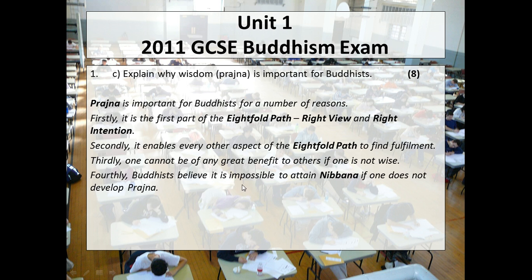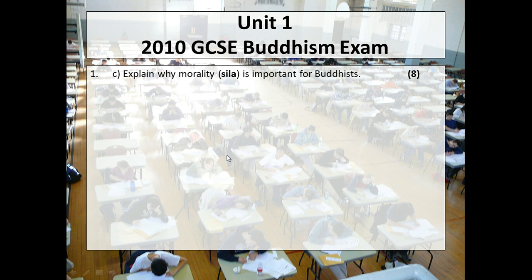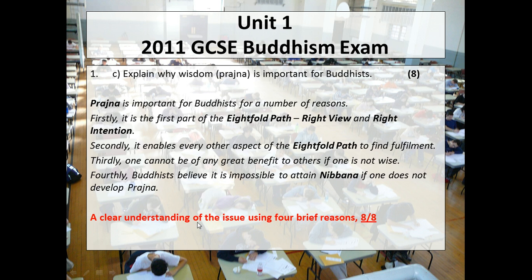Fourthly, Buddhists believe it is impossible to attain Nibbana if one does not develop Prajna. So here you can see, in a way Buddhism is all about Nibbana. That's the goal. So can you attain Nibbana if you haven't developed wisdom? No, you can't. So that gives us a clear understanding of the issue using 4 brief reasons, which gives us 8 out of 8 full marks, A star.